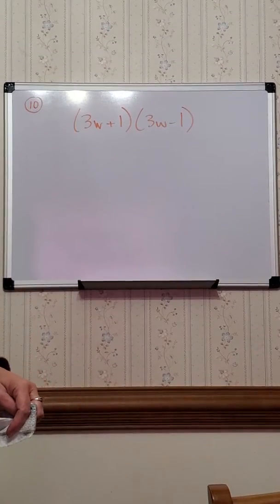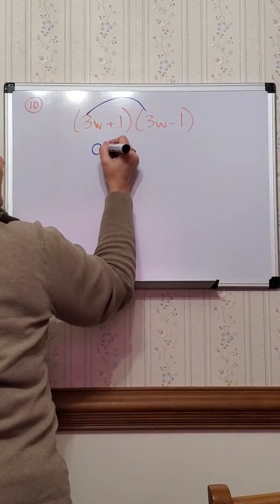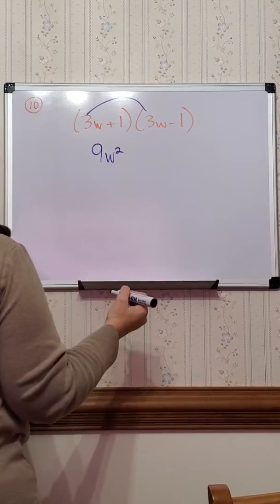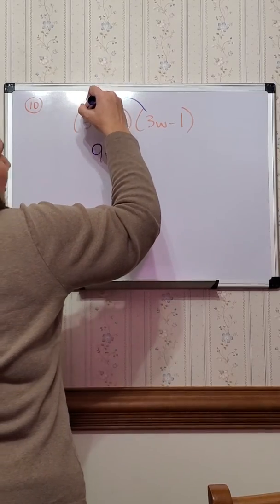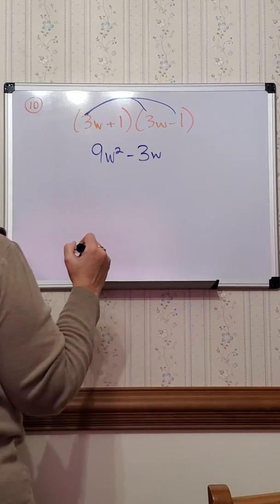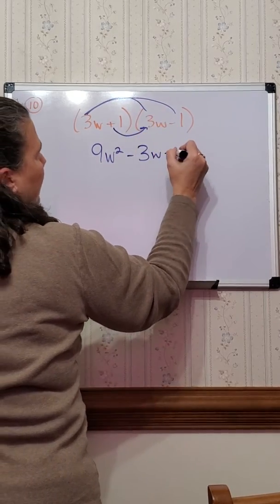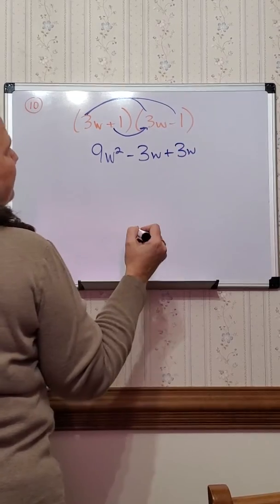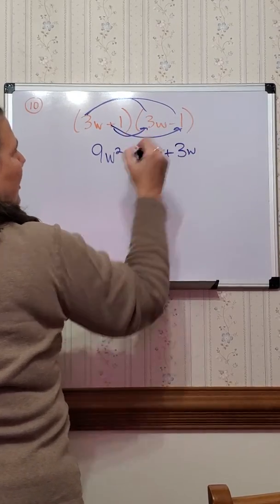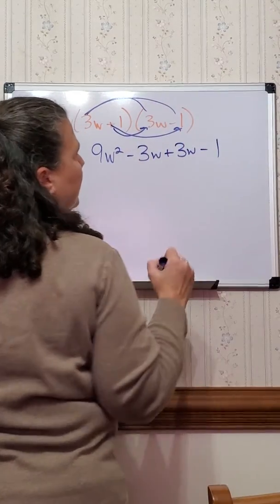So we're going to start with our first. So 3w times 3w is 9w squared. Then we go to our O, which is our outside, negative 3w. Then we go to our I, which is our inside, plus 3w. Then we go to our L, which is our last. Positive 1 times negative 1 is going to give me a negative 1.